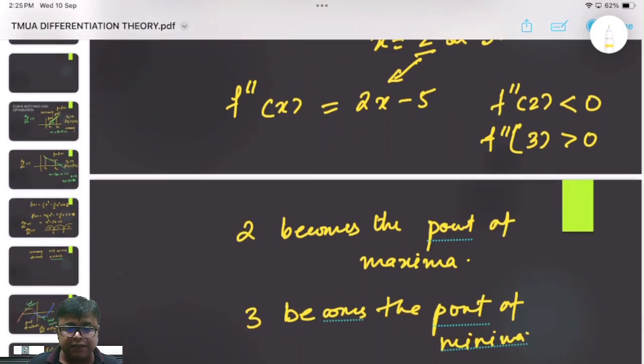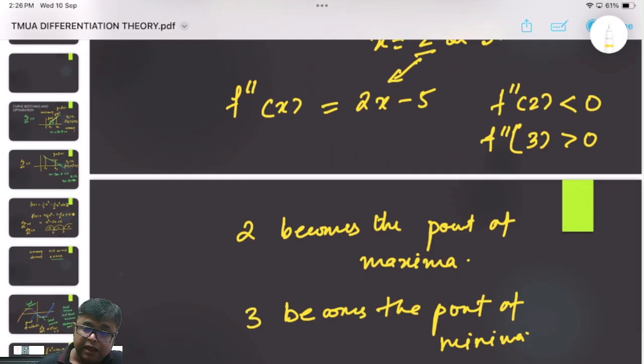get are points of maxima or minima, maybe point of inflection also sometimes, but generally speaking, point of maxima and minima. But to ensure which one of them is point of maxima or minima, we find the second derivative and then we put the values so obtained in the second derivative in place of x. So if I get a negative value, then it's a point of maxima, and if I get a positive value, then it's a point of minima. So 2 in this case becomes point of maxima and 3 becomes the point of minima.